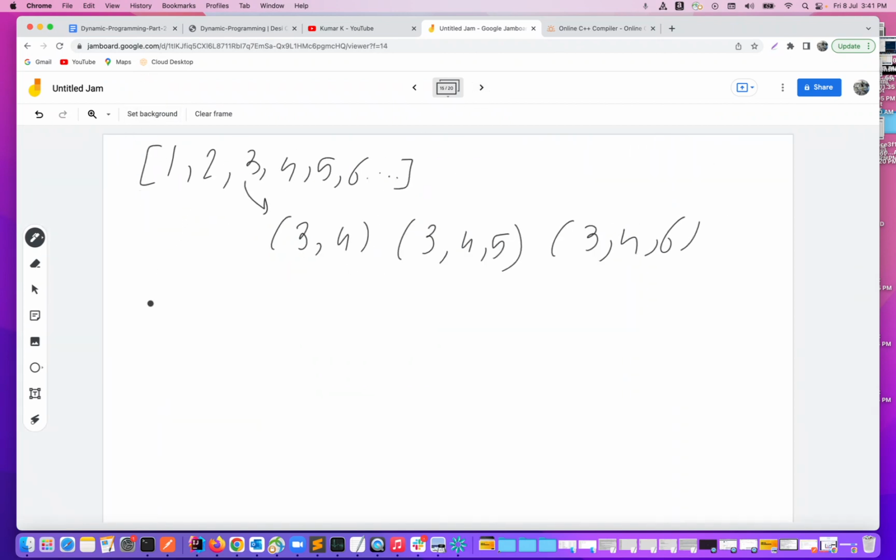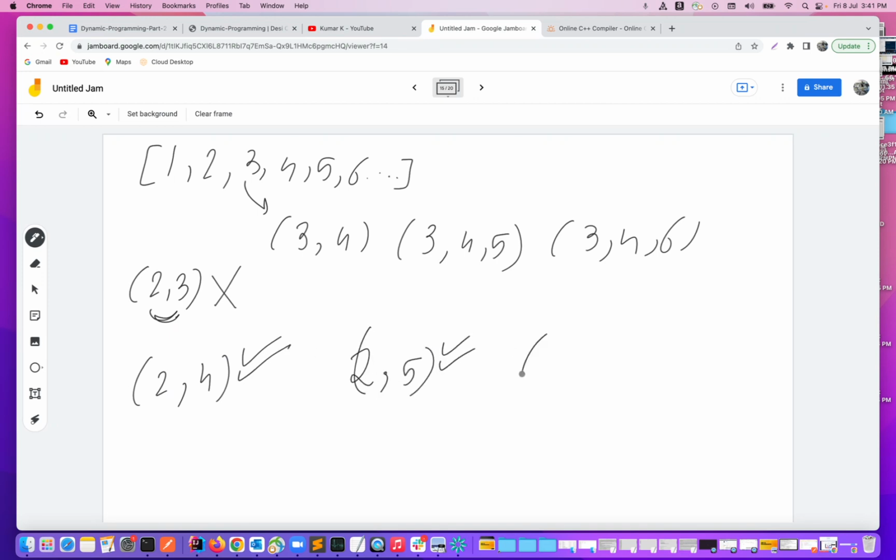If I take the subset 2 comma 3 from this array, this is not valid, because 2 and 3 are adjacent to each other. But if I take the subset 2 comma 4, yes, this is valid. If I take the subset 2 comma 5, yes, this is valid. If I take the subset 2 comma 5 comma 6, there can be any number of elements in a subset, so don't worry about that. Is this valid? 2 to 5 is not adjacent, good, but 5 to 6 is adjacent, so this is not valid. Not even a single pair of elements should be adjacent in a subset.